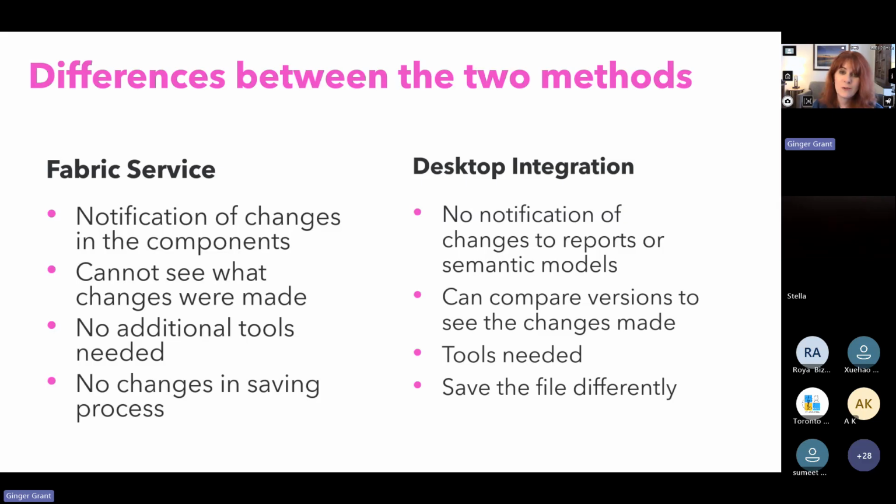And with desktop, you don't really know what's going on. But you can compare, but you do need tools to do that because you're going to need to install VS Code if you want to see what's going on. And you do have to save the file differently because you've got to use that PBIP to do it.